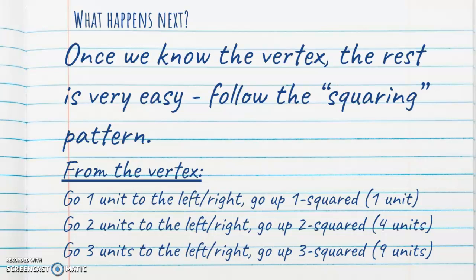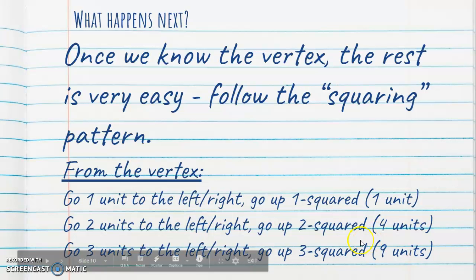Well, from the vertex, if you go 1 unit in either direction, left or right, you're going to go up 1 squared. What makes it a parabola, what makes it a quadratic, is the fact that it has an x squared, right? So we're following the squaring pattern. You go over 1, you go up 1 squared, 1 unit. You go over 2, you go up 2 squared, which is 4 units. If you go over 3, you go up 3 squared, which is 9. Right? And so we follow that pattern to create the parabola.